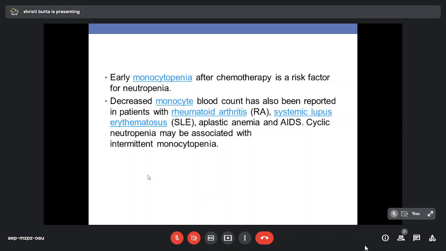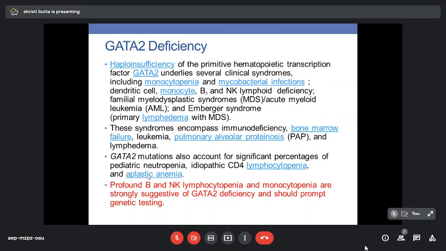Now, what is this GATA2? Haploinsufficiency of the primitive hematopoietic transcription factor GATA2. GATA2 is very important because it is involved in the proliferation of the lymphocytes and monocytes. So they are the hematopoietic precursors, and it is a very primitive hematopoietic transcription factor.